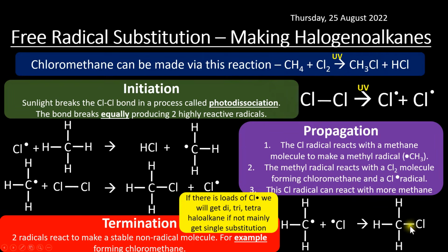If you have loads of chlorine knocking around there, let's say you've got large amounts of this compared to methane, then you will get dichloromethane, trichloromethane, tetrachloromethane. You'll probably get multiple substitutions. If not, if you've got a good amount of methane in here and not as much of this, then you're more likely to just get this product here.